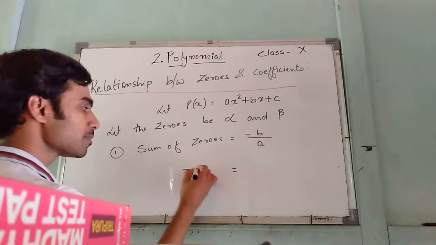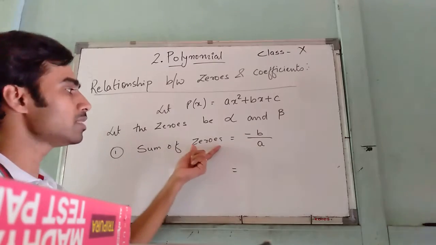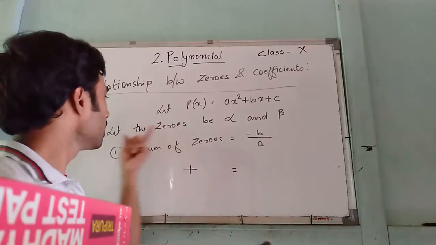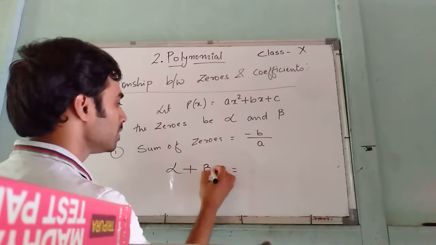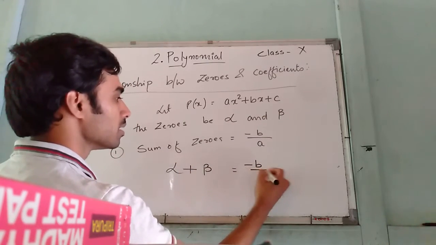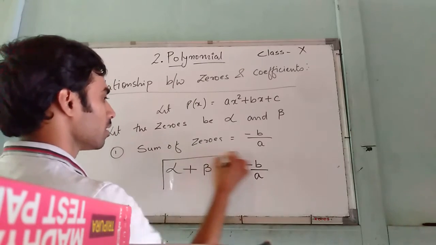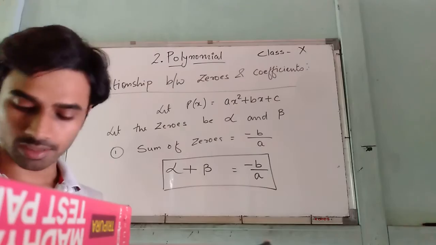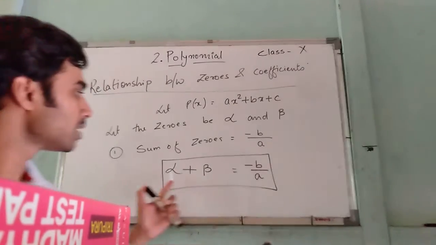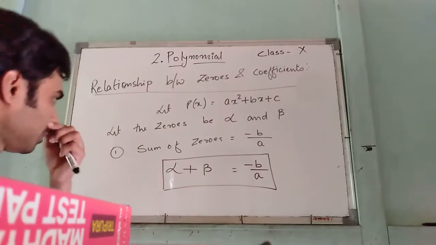And the sum of zeros. What is the sum? It is the plus of the zeros. We have the zeros as alpha and beta, so you have to add these two. Alpha plus beta is equal to minus b by a. This is the first formula. Note it down: alpha plus beta equal to minus b by a.